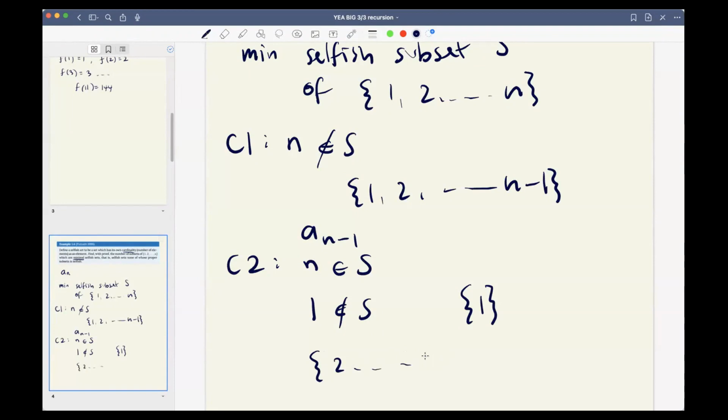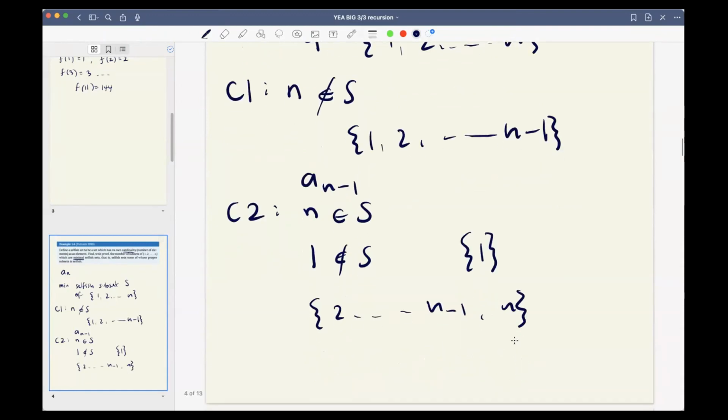But yeah, say n minus 1, and then n. Although, of course, none of these have to be included except for the n. But yeah, we can imagine just deleting this n from the set because we already know it's in it. So we can sort of just ignore it for a second.